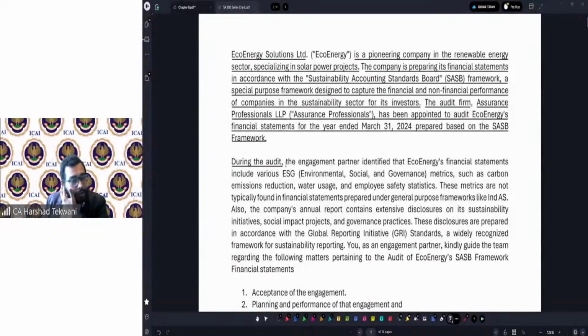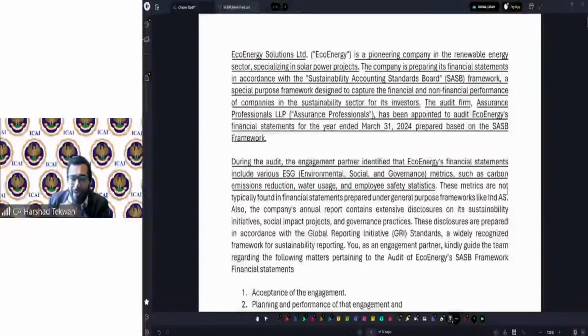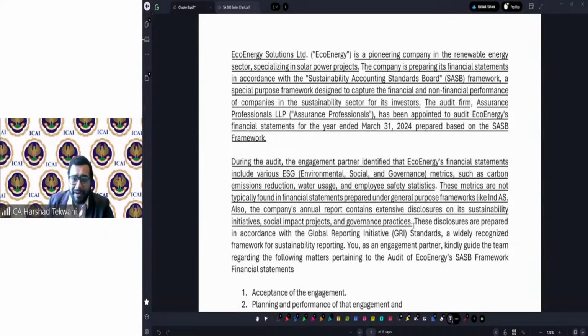During the audit, the engagement partner identified that Eco Energy's financial statements include various ESG metrics such as carbon emission, water usage, employee safety statistics. These metrics are not typically found in financial statements prepared under general purpose financial frameworks like India's. Also, the company's annual report contains extensive disclosure on sustainability initiatives, social impact projects, governance practices. These disclosures are prepared in accordance with the GRI standards, a widely recognized framework for sustainability reporting.